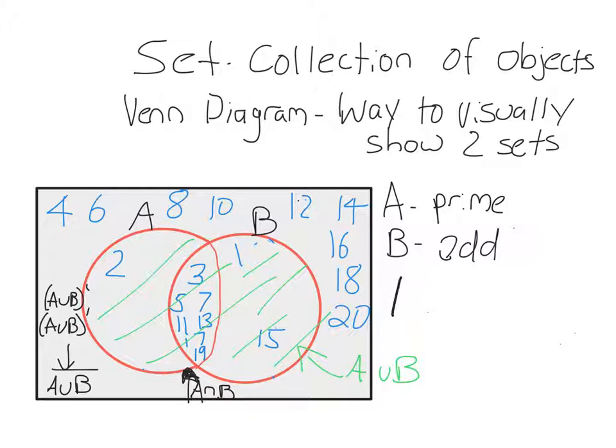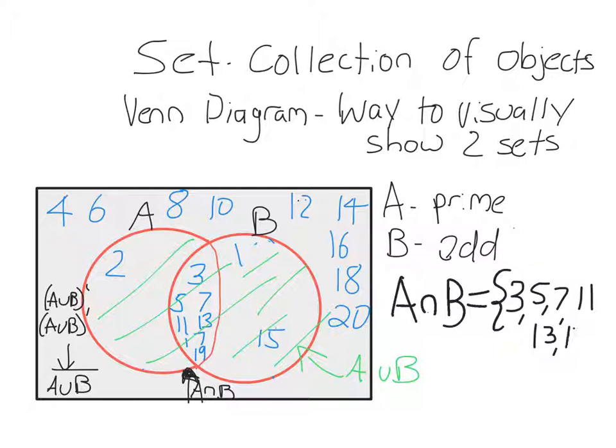Now the set A and B, I'll write it a bit bigger for you this time. The set A and B is the set of all the elements that are in both. So we write it like this, squiggly brackets again to indicate a set: 3, 5, 7, 11, 13, 17, and 19. Okay, so that is the set of all elements in A and B.